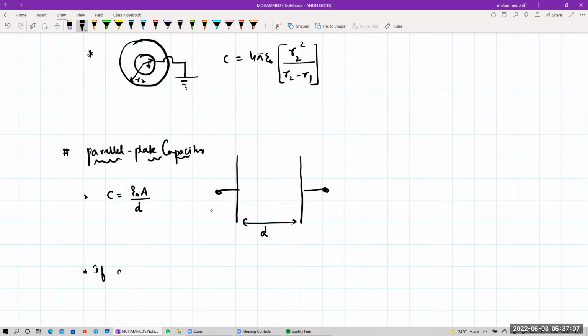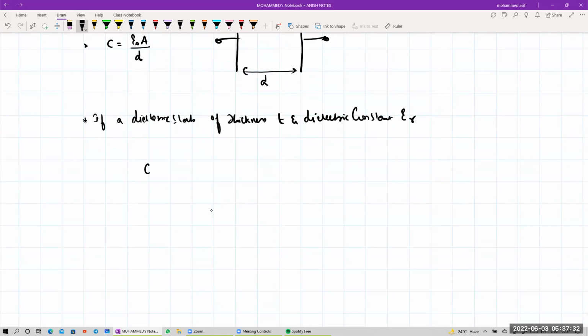If a dielectric slab of thickness T and dielectric constant epsilon R is being placed in this parallel plate capacitor, then capacity will become C is equal to epsilon naught into A divided by D minus T plus T divided by epsilon R. So C is equal to epsilon naught A divided by D minus T plus T by epsilon R. Clear?